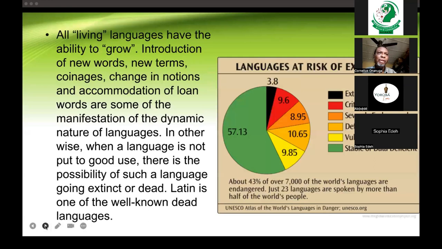All living languages have the ability to grow, and this comes through the introduction of new words, new terms, coinages, changes in notion, accommodation of loan words. All these are the dynamic nature of languages. In other words, when a language is not put to good use, there is a possibility that the language will go extinct or dead. Latin is a commonplace example, given there are so many others. There are over 500 languages that are either extinct or dead. Extinct because the number of people speaking them started to dwindle and dwindle, not because they don't want to speak the language, but because the population speaking them is no longer there.